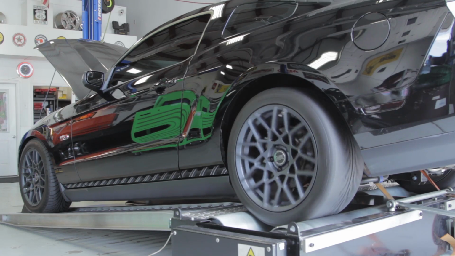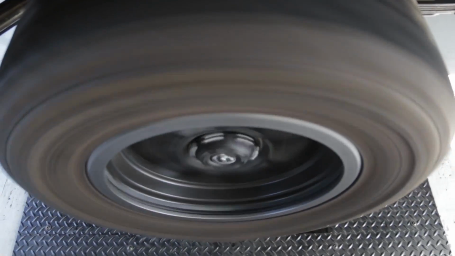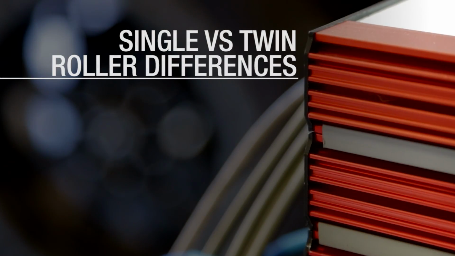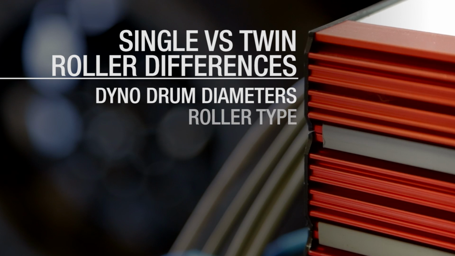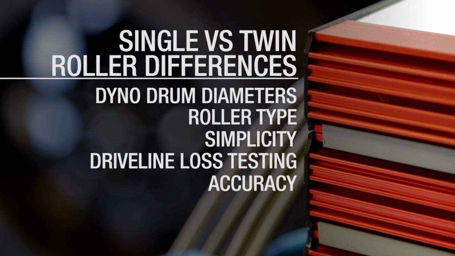224X and a twin roller dyno. In this video, we'll take a closer look at the difference between a single roller dyno design and a twin roller dyno in five key areas: dyno drum diameters, roller type, simplicity, driveline loss testing, and accuracy.